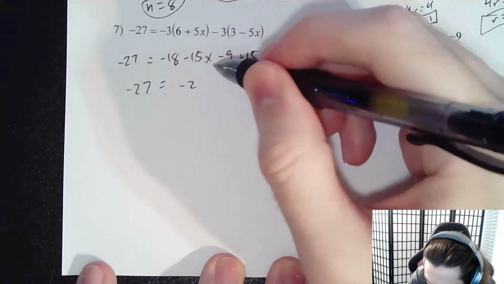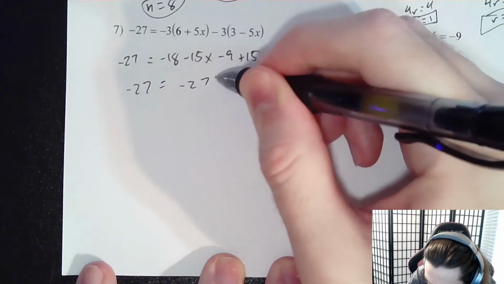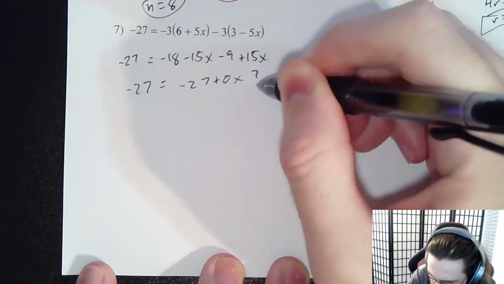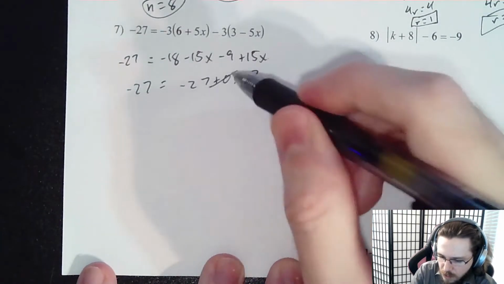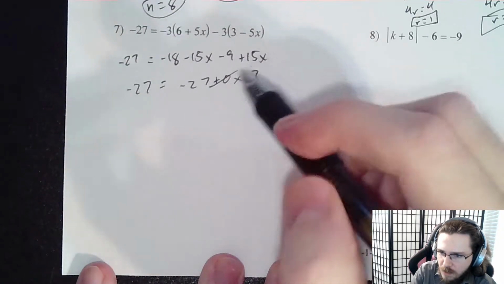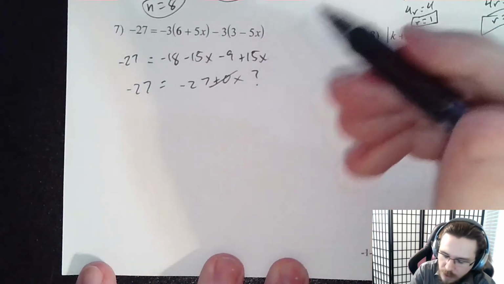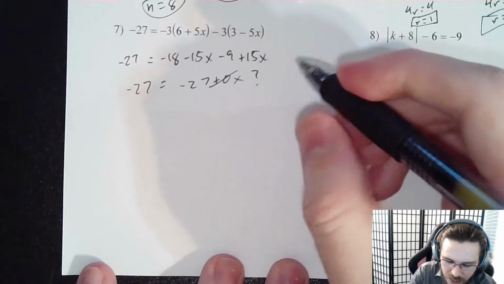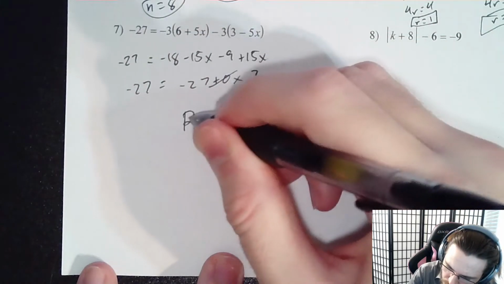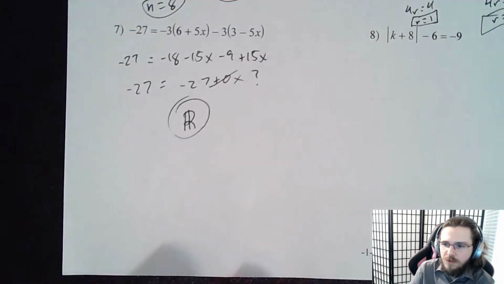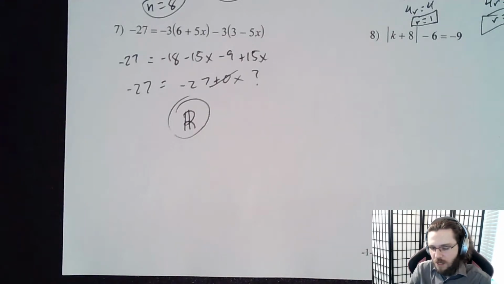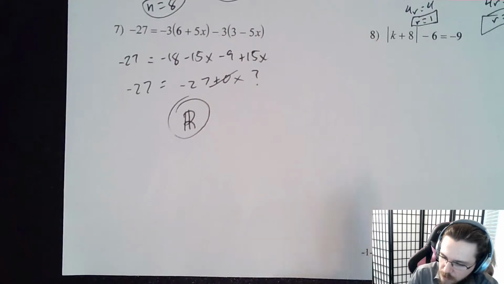negative 27 plus 0x, question mark. Well, here 0x is canceled out, really. It's not there. And then you have negative 27 equals 27. That is one of our special rules. Anytime that happens, you get all real numbers as your answer. You can write it with an R, a little slash through it. You can write ARN. You can write negative infinity, comma infinity. That's up to you.